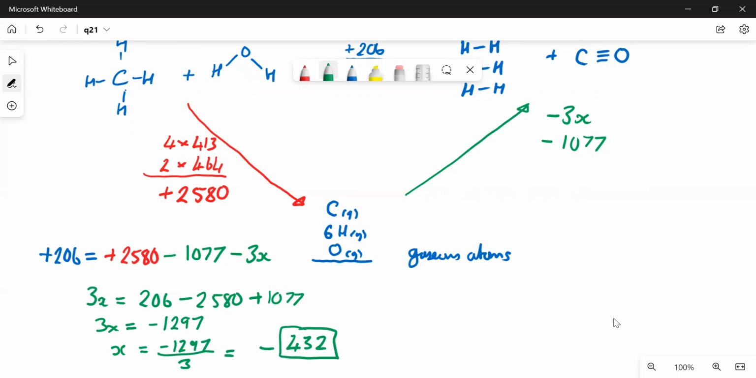Right, now that is a little bit more than halfway through the paper, so I'm going to stop there and continue with that paper in the next video.